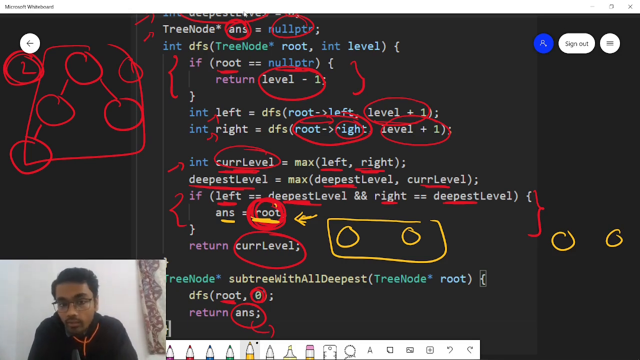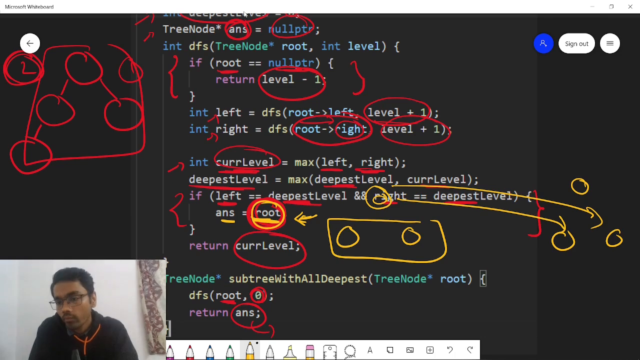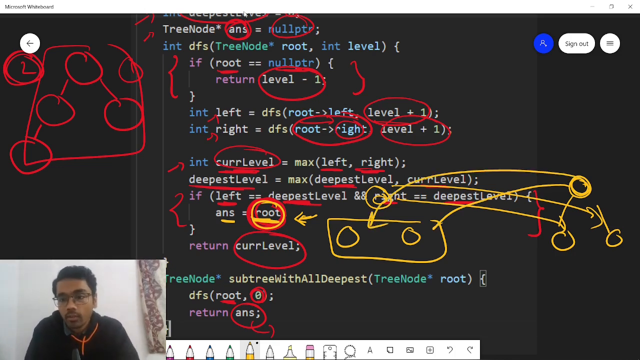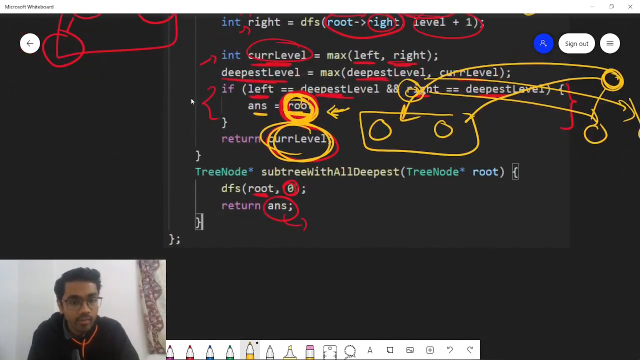So in this case, this particular root won't be our answer, because this root doesn't contain these two nodes as its deepest level. Similarly, whatever parent it would have, this will also not be the final answer, because this node doesn't contain these two nodes as its children. So that's why we will get some other root as our answer, but for now we keep our root as our answer. So yes, in the end we are just returning the current level, and after this DFS call ends, we are just returning whatever answer we get.